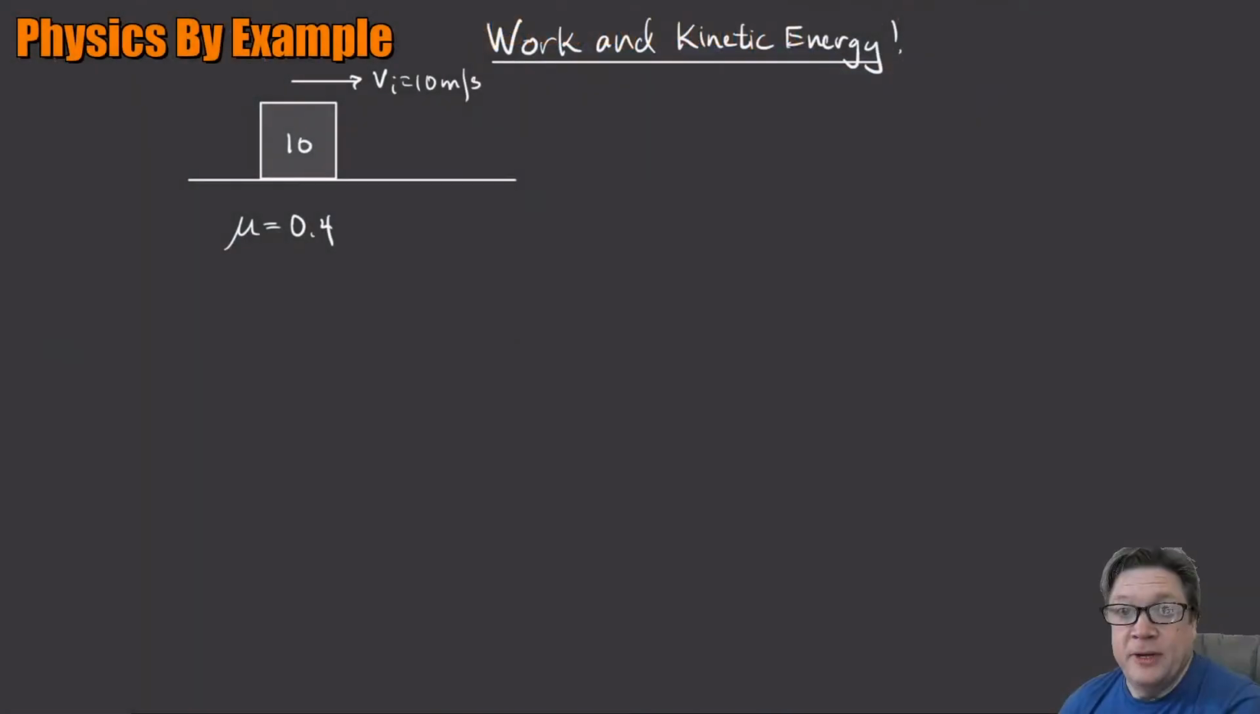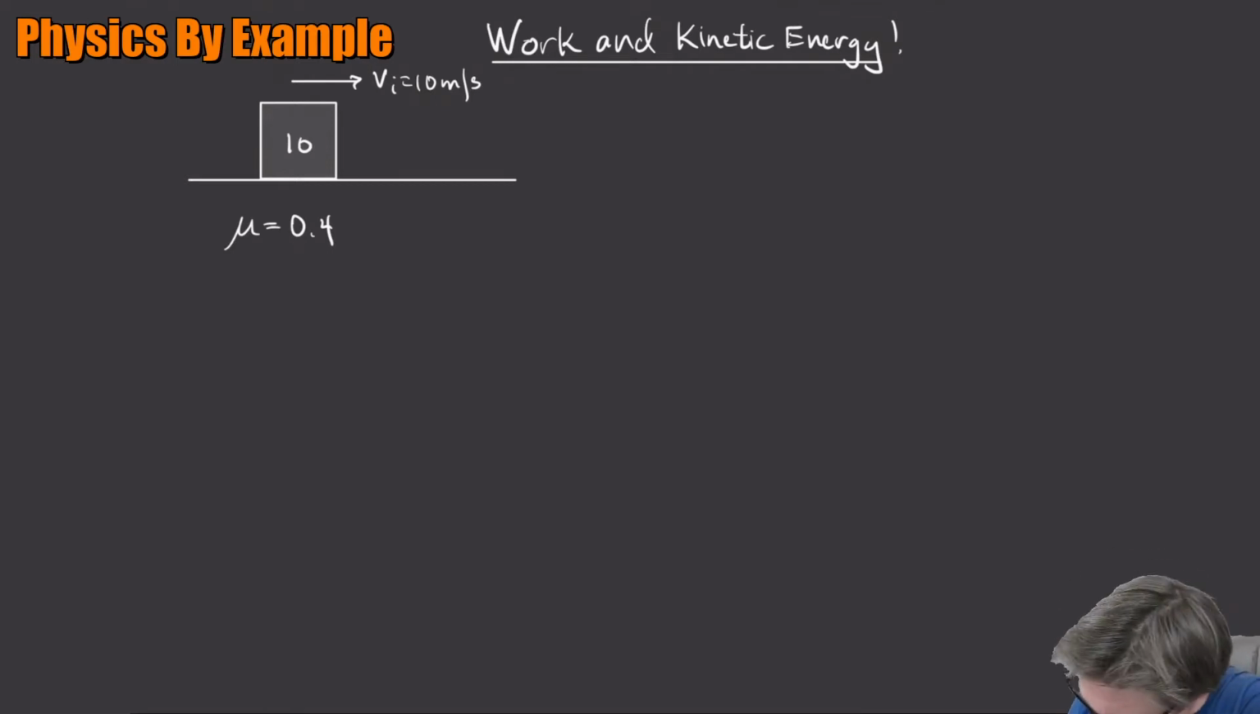Hey everyone, here's another example of work and kinetic energy that we can do. This one involves friction, which you might see sometimes. Suppose we have a box sliding across a rough floor, and it starts off at 10 meters per second. It's a 10 kilogram box, mu is 0.4.